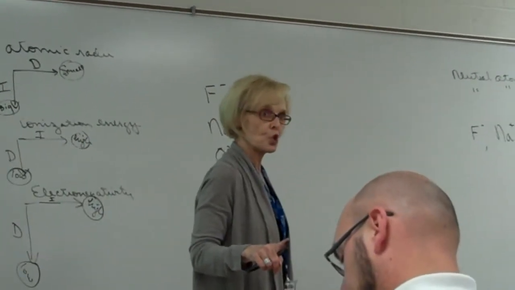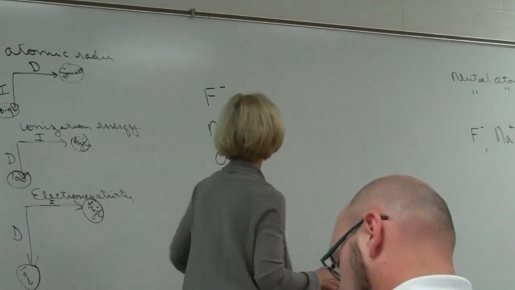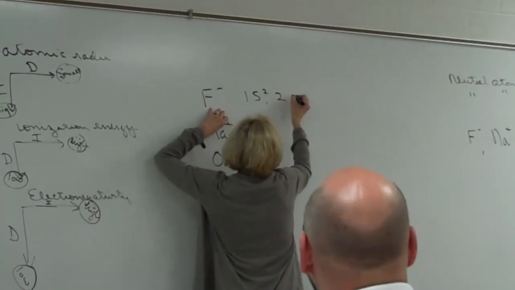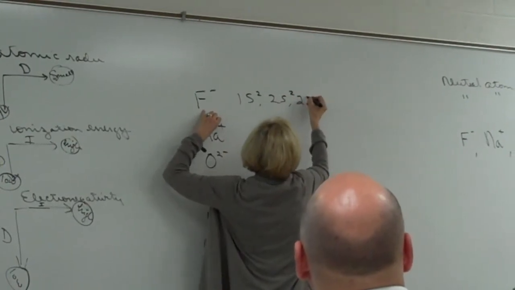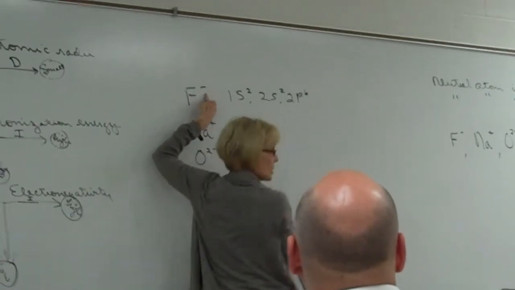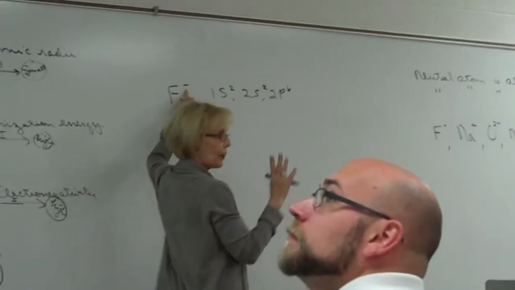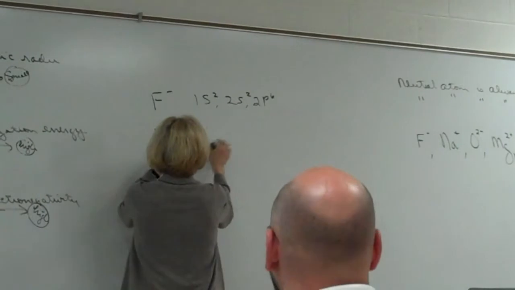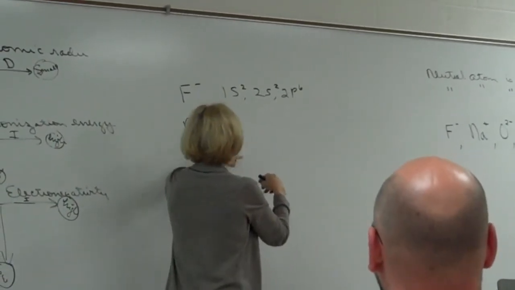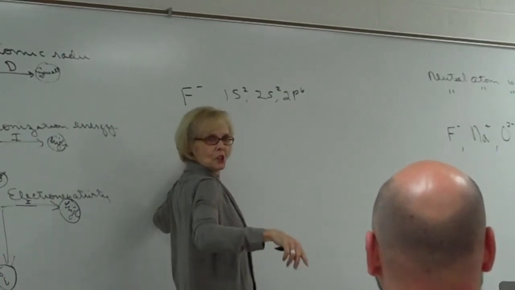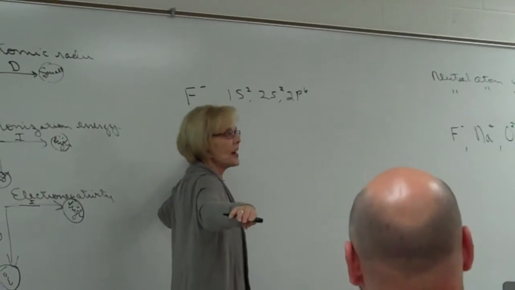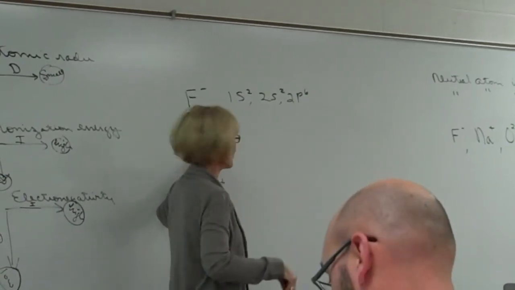So, what was our first line of defense? What shall we do first? Electron configuration. Okay, Emily, do this one for us real quick. 1s2, 2s2, 2p5. 2p6, because it's an anion. You were doing the neutral, but I want the anion.